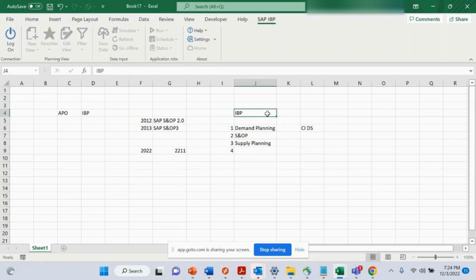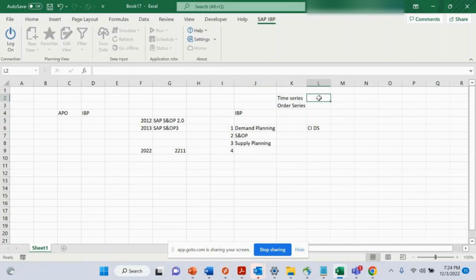Let me mention that in IBP we can do two types of planning. One is time series and the next one is order series. Now in the time series part, it comes as the finite heuristic, infinite heuristic, and optimizer as well. And in order series, we are having the sales and the response and supply planning and the optimizer as well. So the integration that we use in time series is CIDS, and the integration that we use for order series is SDI and RTI.